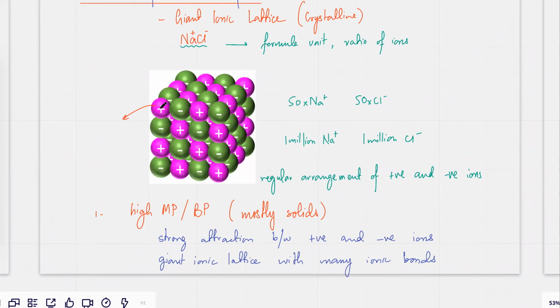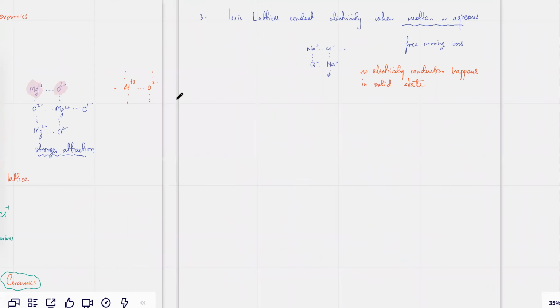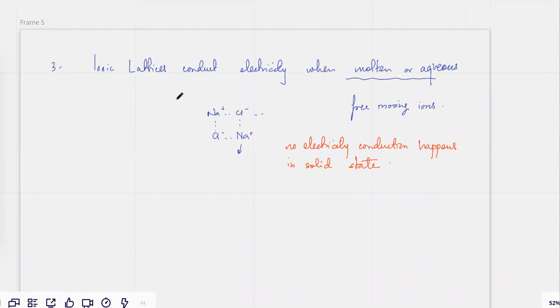If you melt them, if you give them sufficient energy, if you dissolve them in water, we're going to talk about dissolving in water in detail tomorrow. If you dissolve them in water, that's when they start conducting electricity because the ions will be able to move around. Okay, so that's the third point. The fourth one is about solubility. We're going to discuss solubility in a lot more detail in the next class.